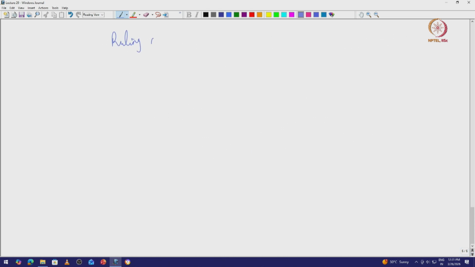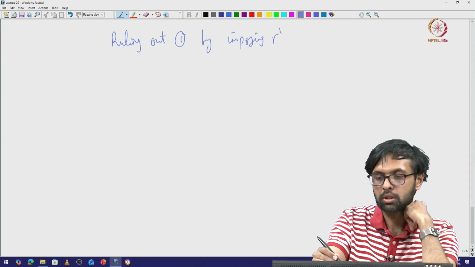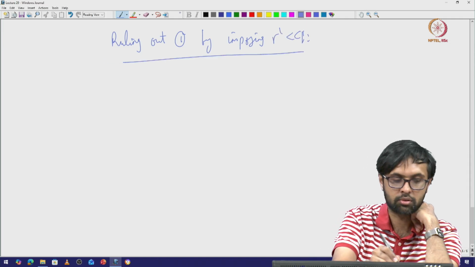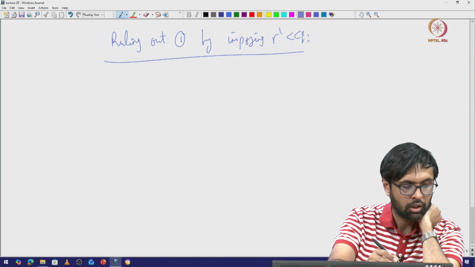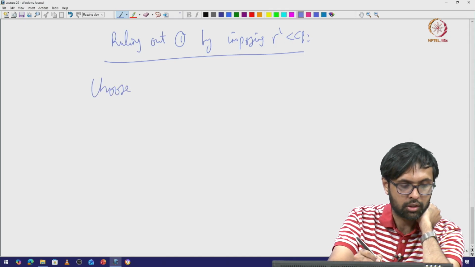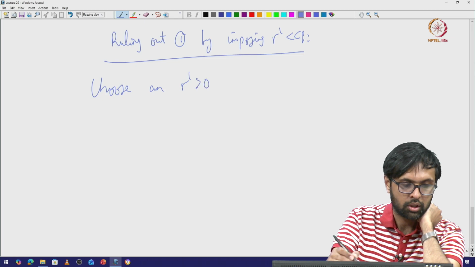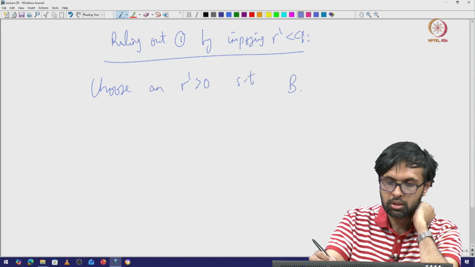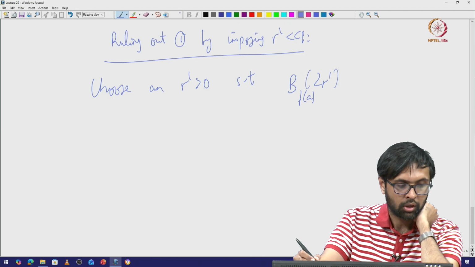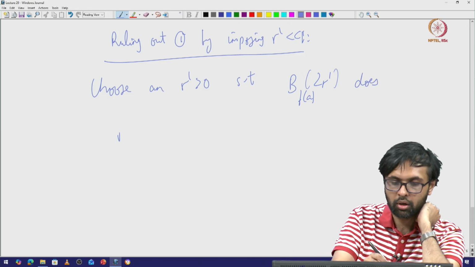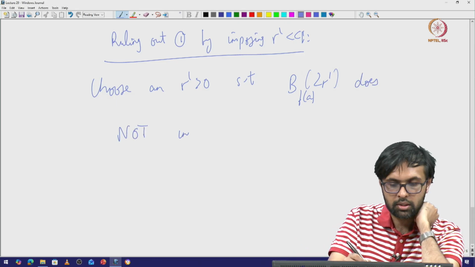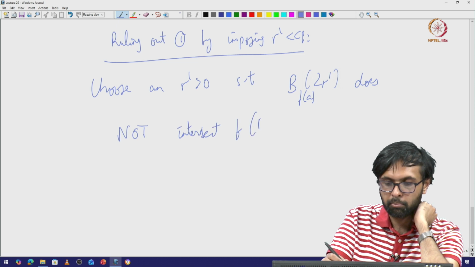Ruling out 1 by imposing r dash to be sufficiently small. Okay, this is the strategy. So choose an r dash so small such that this ball does not intersect f of the boundary of Q.